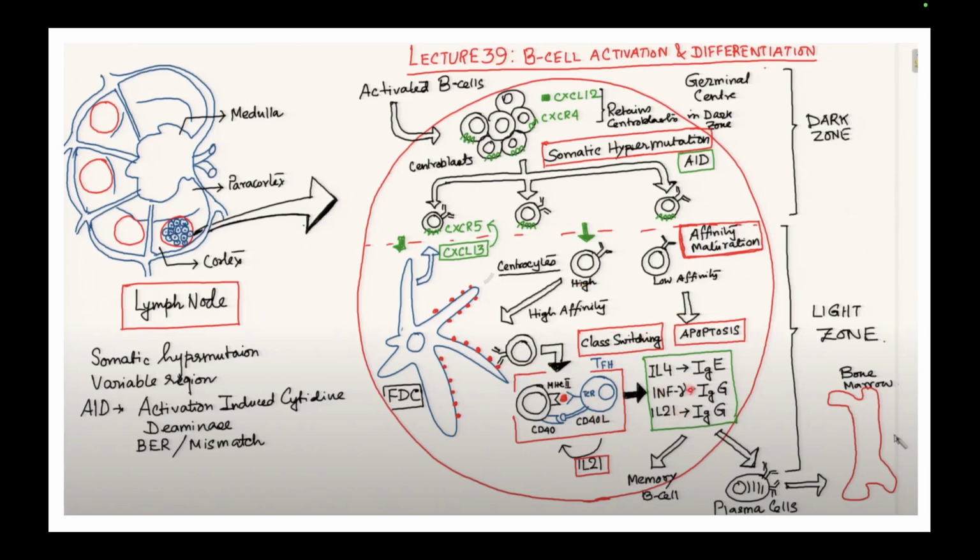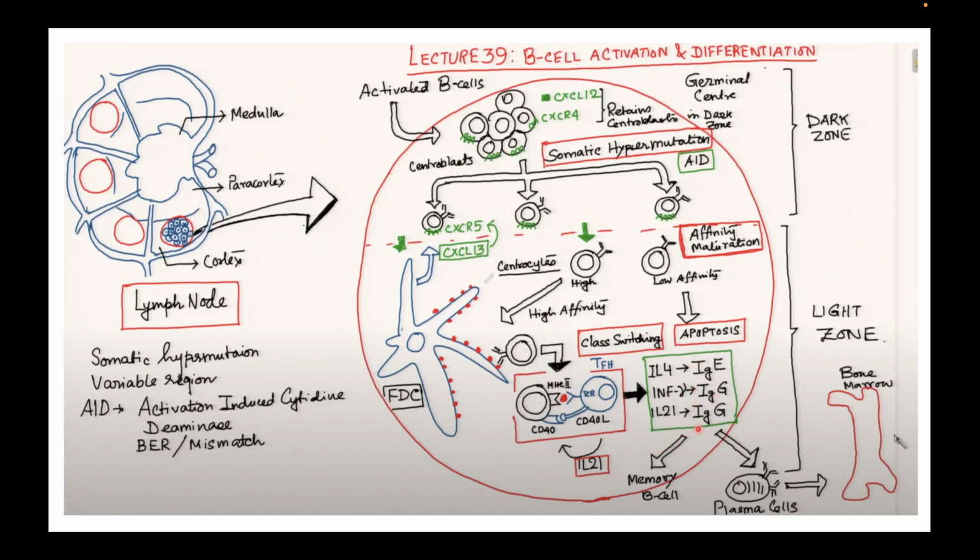And after the action of interleukin 21, if they start secreting IL-4, then it will become IgE. If the cytokine is interferon gamma, it becomes IgG. If there is IL-21, it becomes IgG. So these are different kinds of cytokines, and whichever they start secreting, based on that the class switching takes place. So from IgM and IgD, they start also expressing IgE, IgG and different kinds of antibodies.